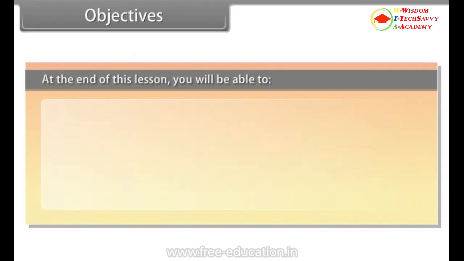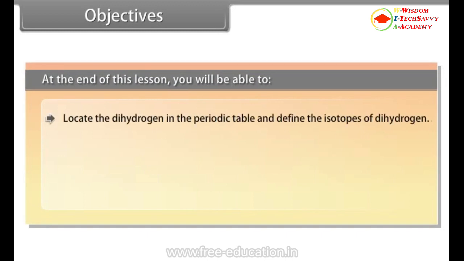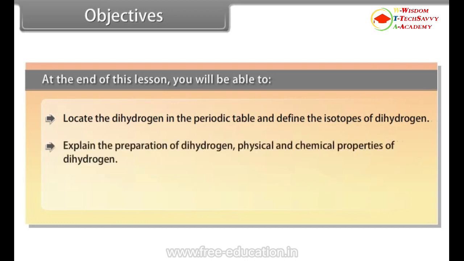Objectives. At the end of this lesson, you will be able to locate the hydrogen in the periodic table and define the isotopes of hydrogen. Explain the preparation of dihydrogen, physical and chemical properties of dihydrogen. Explain hydrides.